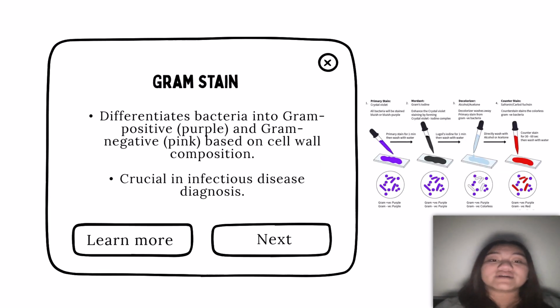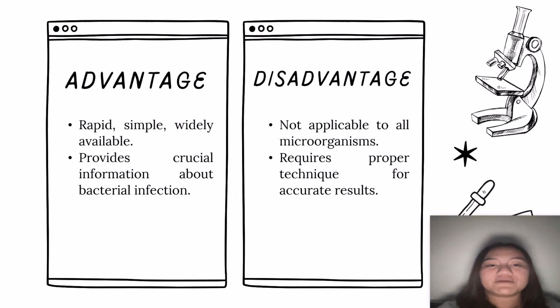The third one is gram stain. Gram stain differentiates bacteria into gram positive and gram negative based on the cell wall composition. It is also crucial in infectious disease diagnosis. The advantage of gram staining is it is rapid, simple, and widely available. It also provides crucial information about bacterial infection. The disadvantage of this is it is not applicable to all microorganisms, and it also requires proper technique for accurate results.